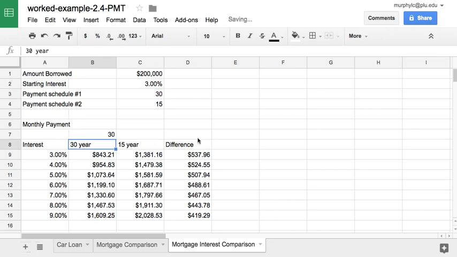And then likewise, I'm going to do the same thing here with a 15. I'm going to refer to it, and then I'm just going to put the word years in here, and we'll format that in a minute. So now I can update. I'm fine with my interest column. That's referring back to the starting interest and just adding 1% as we go down the column.